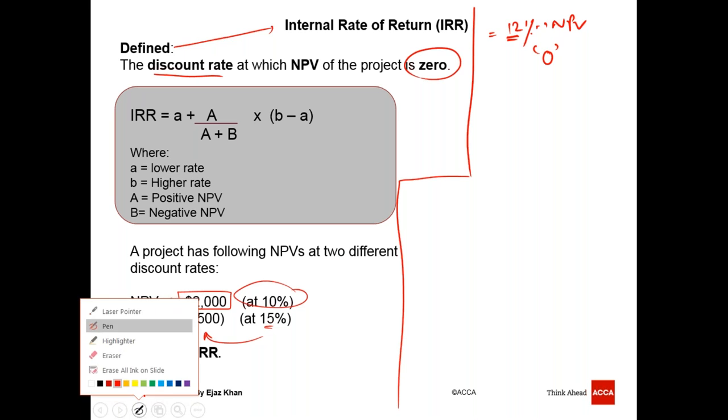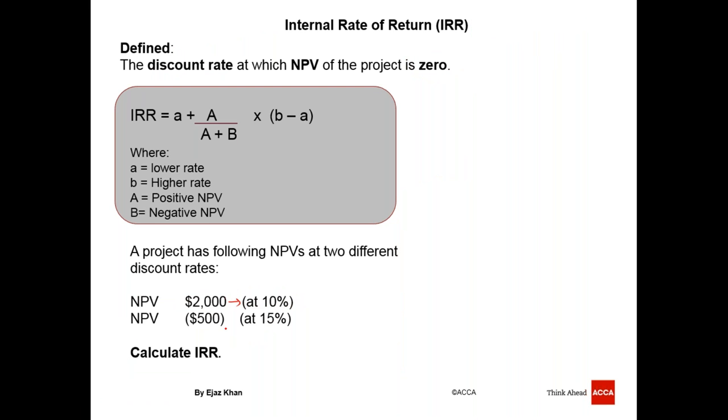Since according to this question, at 10% the NPV is positive, at 15% it will be negative. So we can clearly see a relationship between the discount rate and NPV. When we increase our discount rate from 10 to 15%, we saw a fall in the NPV equal to 2,500, because it was 2,000 positive and now it is 500 negative, which means there is a difference of $2,500. So the total change in the NPV is 2,500.